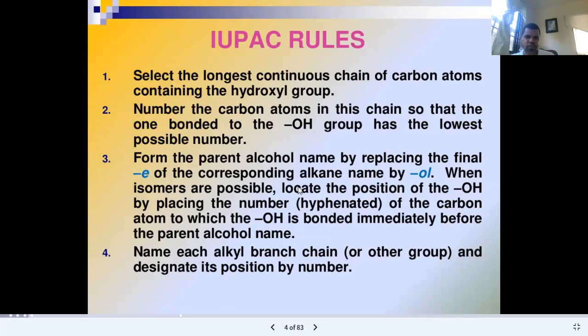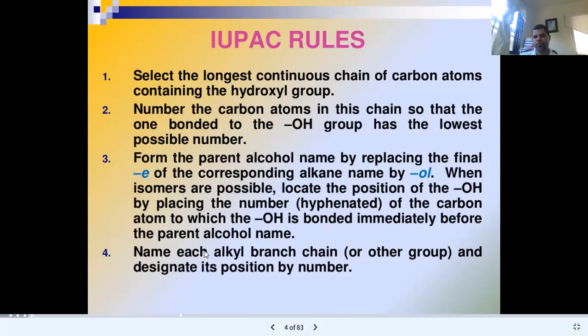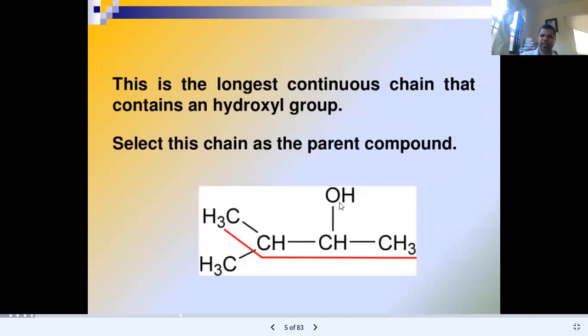If isomers are possible, you will find where the OH is located by placing the number of the carbon. And that means if you might have the OH in many different carbons, then you have to say in which carbon it is located. You have to say like 2-pentanol, for example, stating that the OH will be in the second carbon in the pentane chain, right? And after that, or before that, you have to name the branches, the alkyl branches, methyl, ethyl, propyl, etc., or other groups if they are present. Okay, this is an example.